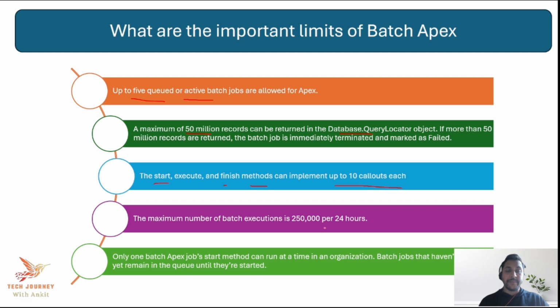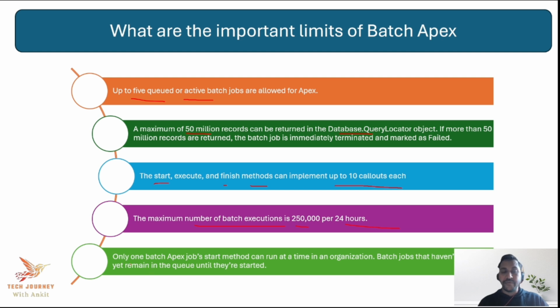Next one, this limit is very important. The maximum number of batch executions is 250,000 per 24 hours. Again, if you are hitting the limit, your batch Apex will not be processed.